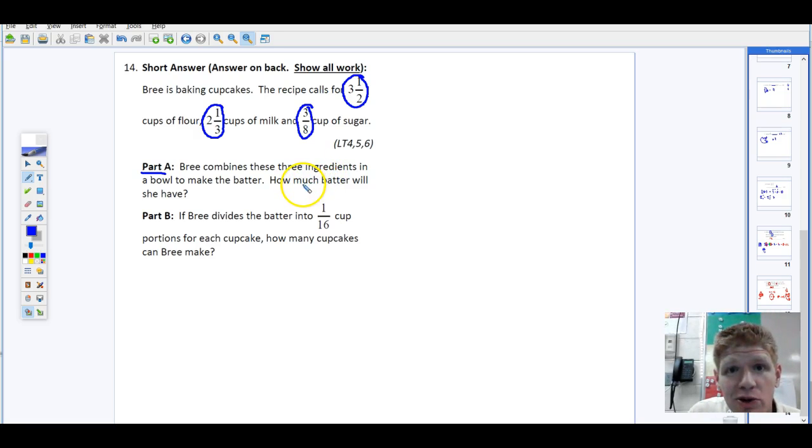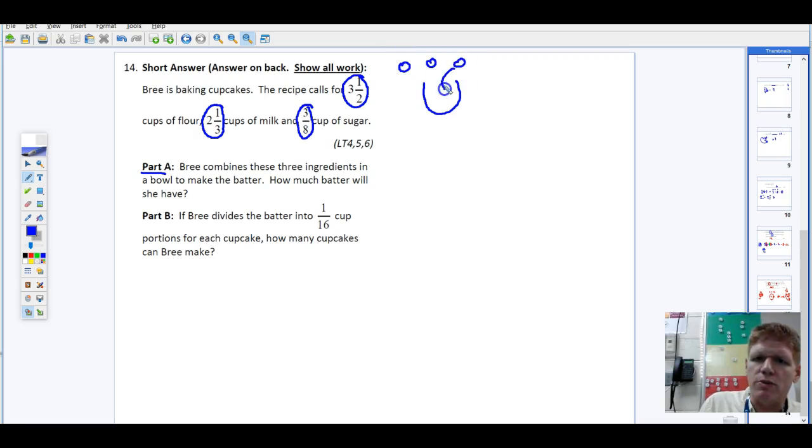She's combining. What operation might that be? She combines these 3 ingredients in a bowl to make batter. So here's my bowl, and I'm combining 3 different things, 1, 2, and 3, and I'm tossing them all in the bowl. And what does that make?